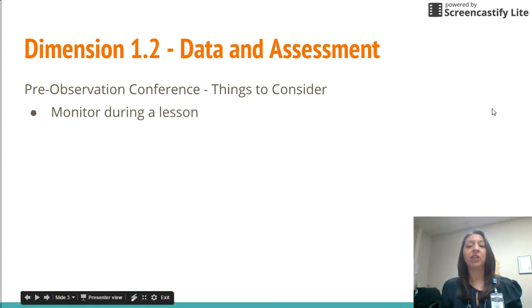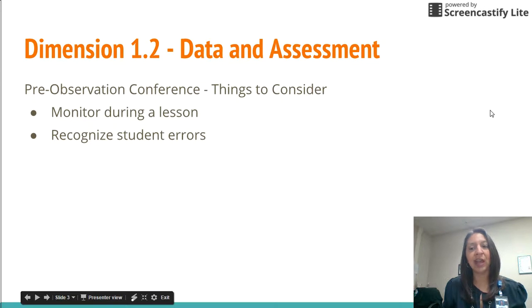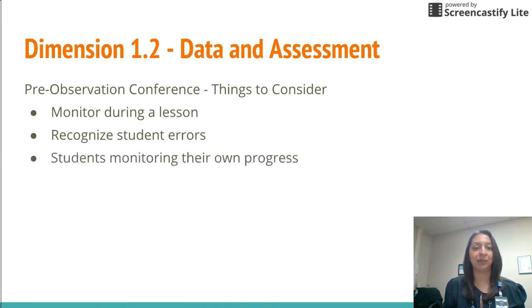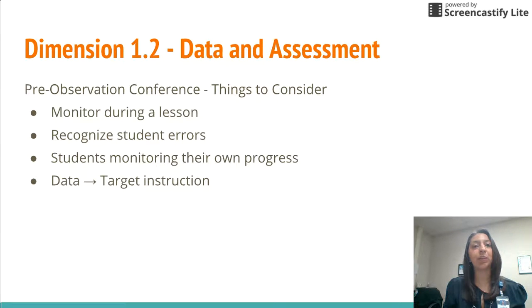When you're planning your lessons, do you make time during your lesson to monitor what is happening during the actual lesson? When recognizing student errors, what are you doing to provide effective feedback during the lesson? Can your students tell you, another teacher, or their parent how close they are to meeting their academic goals? Do you use the data that you have collected to plan the instruction for that student and for the class? And do you use the two-way communication you have with your students to help increase the understanding of the material?